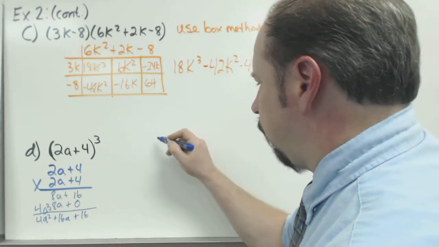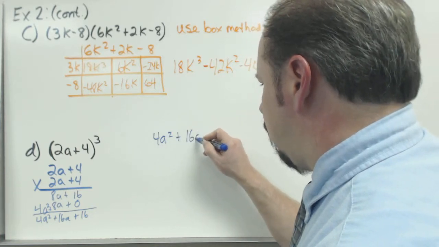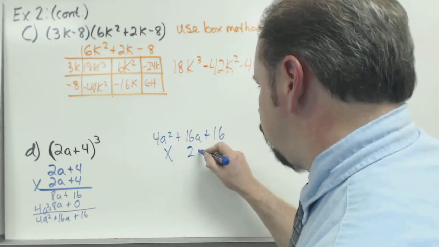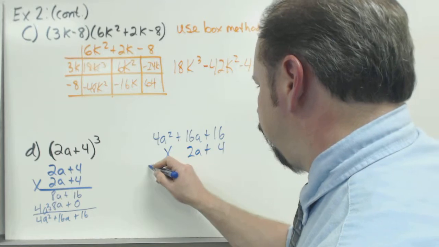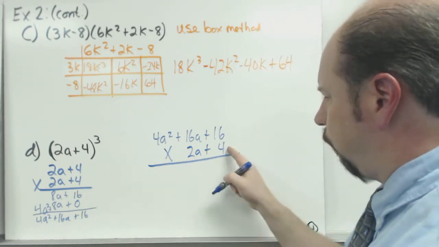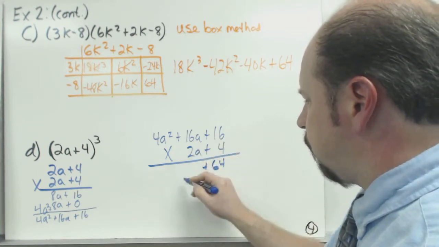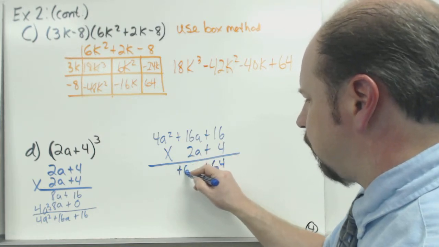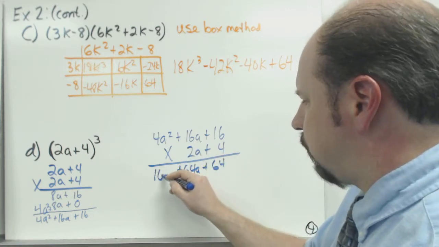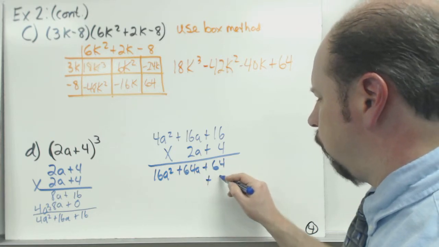Okay, so what I'm going to do now is bring that over here. 4a squared plus 16a plus 16. And I'm going to multiply it by 2a plus 4. Okay, so we're going to do the same thing here as we did over here. 4 times 16, that's 64. 4 times 16a is plus 64a. And 4 times 4a squared is 16a squared. Okay, next line, put in our placeholder.